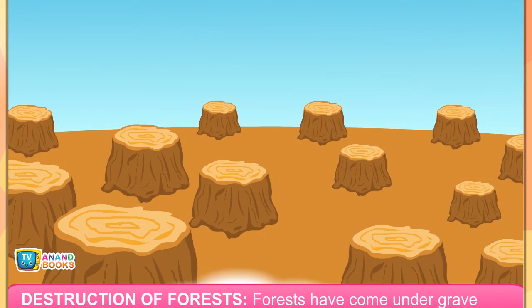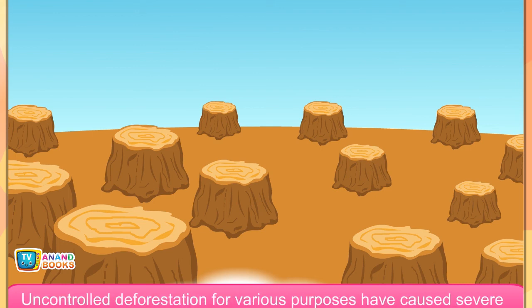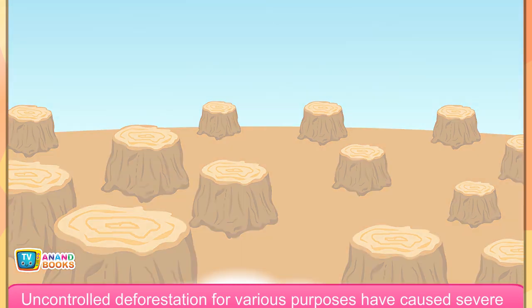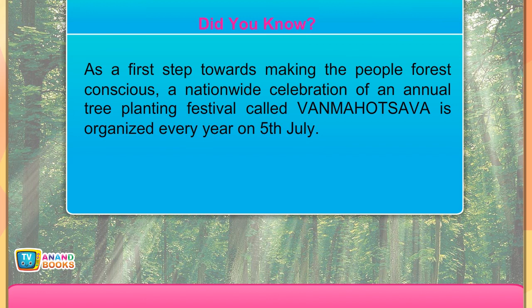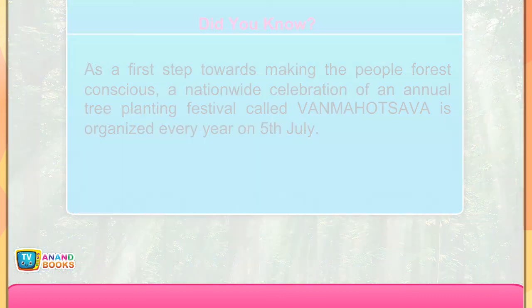Destruction of forests. Forests have come under grave pressure with the increasing human population. Uncontrolled deforestation for various purposes has caused severe damage to forests. Did you know? As a first step towards making the people forest conscious, a nationwide celebration of an annual tree planting festival called Van Mahotsava is organized every year on 5th of July.